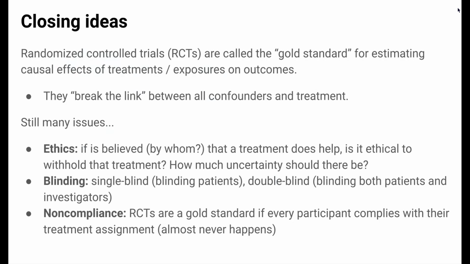So, to wrap up, randomized control trials, also called RCTs, are often called the gold standard for estimating causal effects because they're able, if everything runs smoothly, to break the links between all known and unknown confounders and the treatment variable. This means that on average, we expect no systematic differences in confounder distributions between the groups being compared, usually treatment versus no treatment.